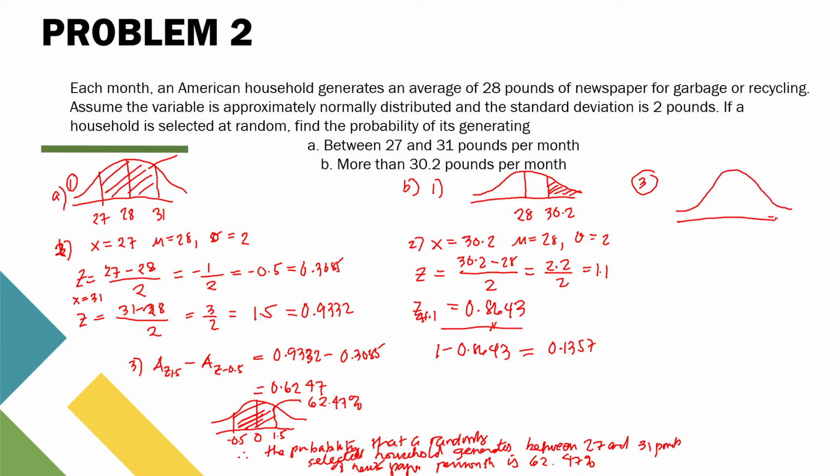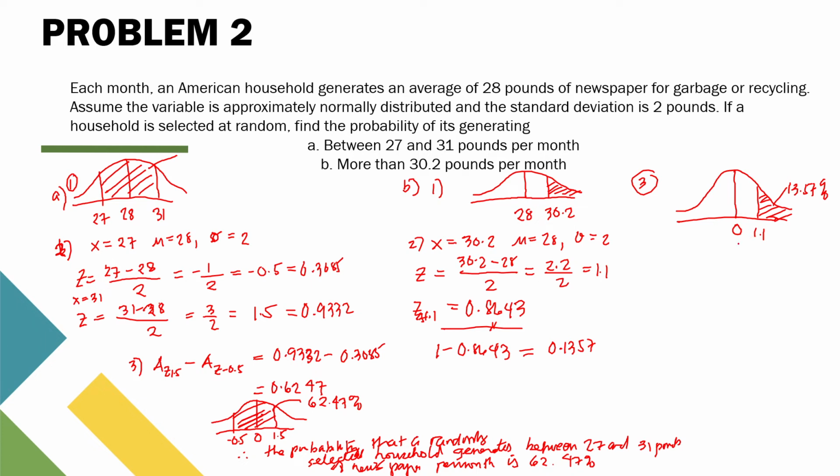The mean is equal to 0 and the result is 1.1. So that is above 1.1. So this is 13.57%. So above 1.1, as our z value is 1.1, that is 13.57%.